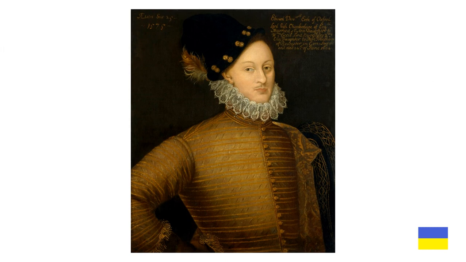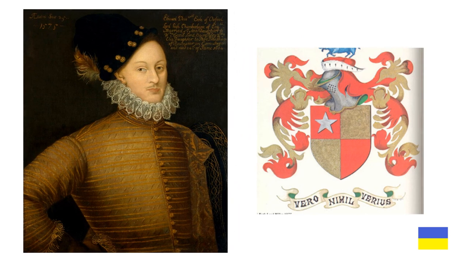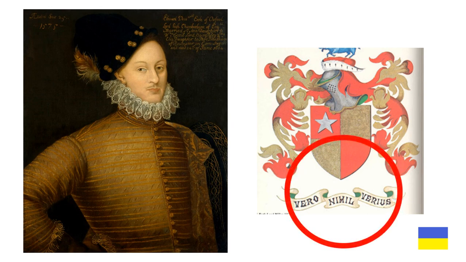So, being an honest earl and a noble who values this above all others, he wants to do the following. He wants to honor his family legacy. And the family motto is Vero nihil verius. Nothing is truer than truth. So, what he wanted to do was be as honest as he could be to himself and to his work.